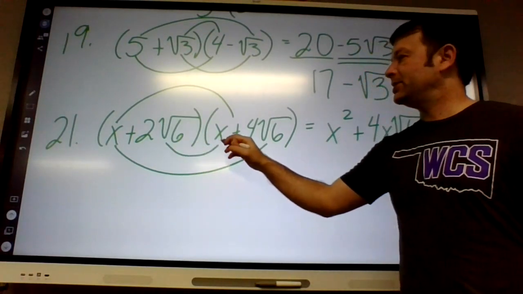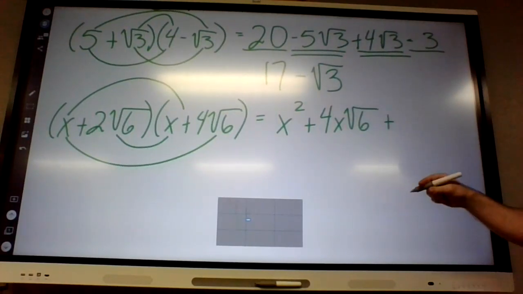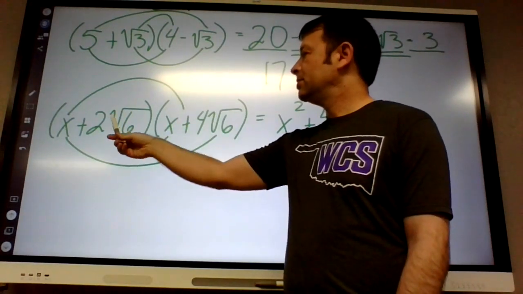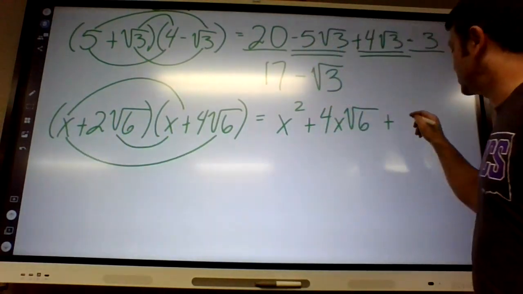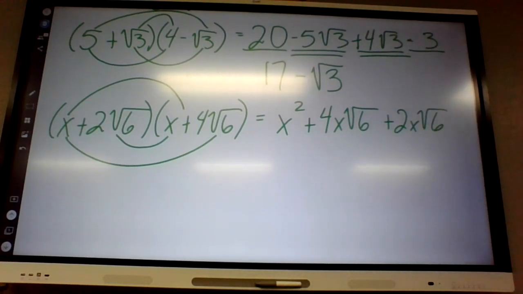What's the inside? Inside is these two. 2x square root of 6. Okay. We're not really doing anything. We're just kind of squishing it together because you can't simplify 2 times square root of 6 times x. So just kind of rewriting it.